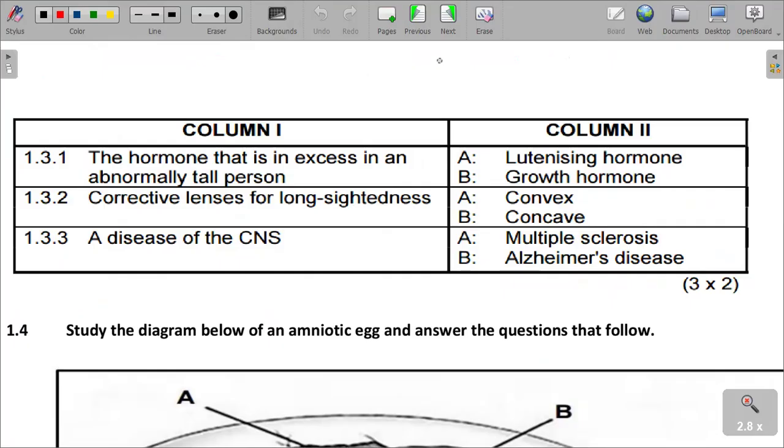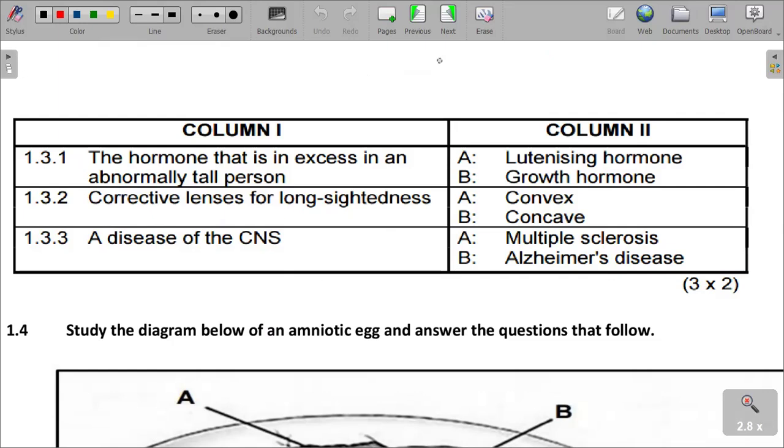So 1.3.1, the hormone that is in excess in an abnormally tall person, a person who is abnormally tall, we call that acromegaly, which is caused by growth hormone.